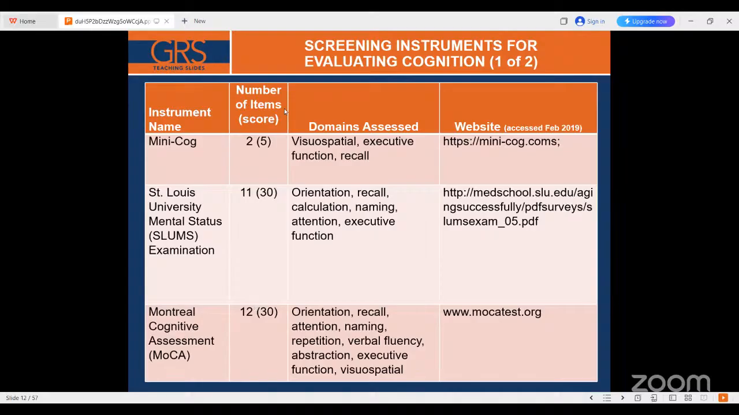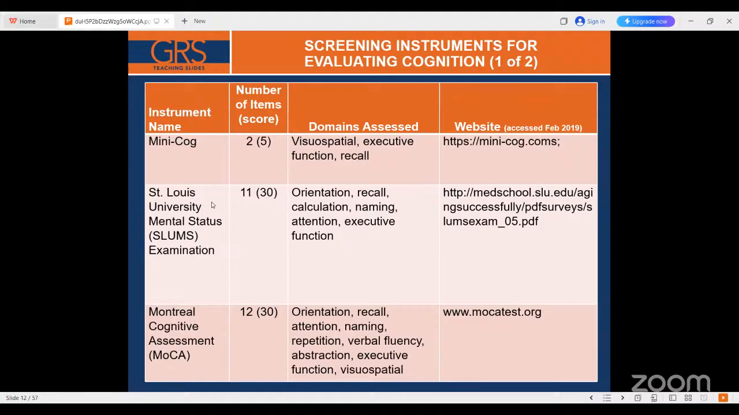So for the screening and evaluation of cognition, we have Mini-Cog. In the Mini-Cog, we assess 2 main areas, and it is scored out of 5, with less than 3 indicating cognitive impairment. The domains that we assess are visuospatial and executive function, and recall. This is the main area assessed by Mini-Cog. And as we said, it is scored out of 5, and less than 3 indicates cognitive impairment.